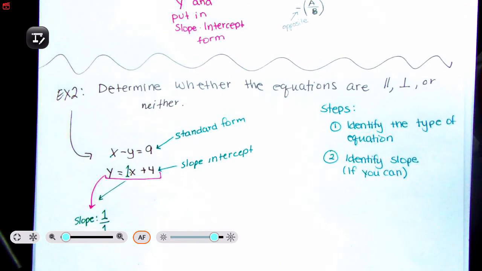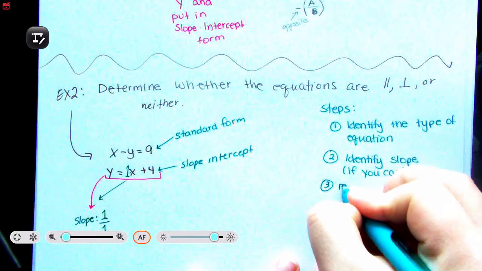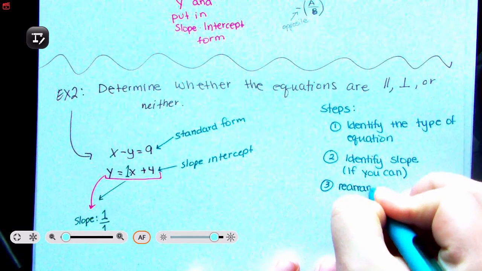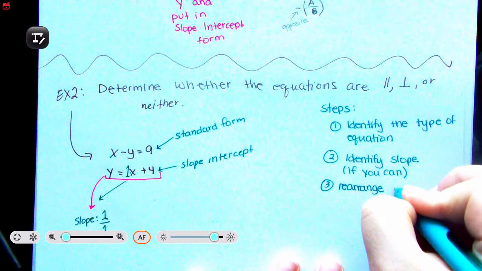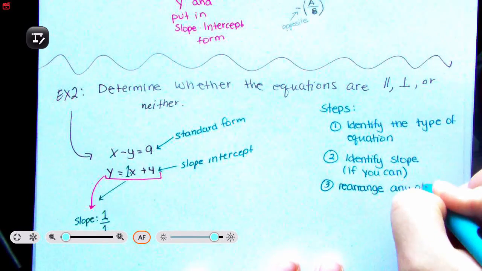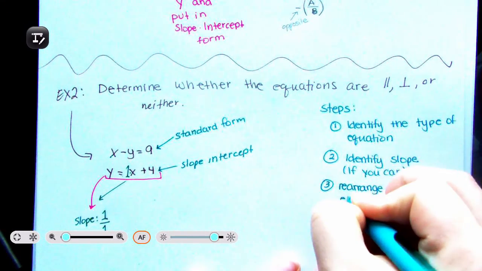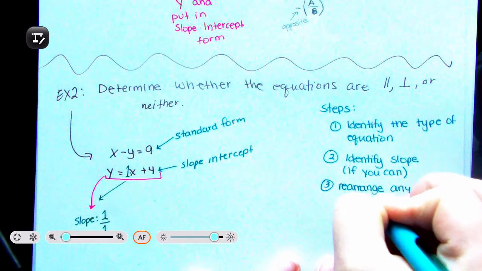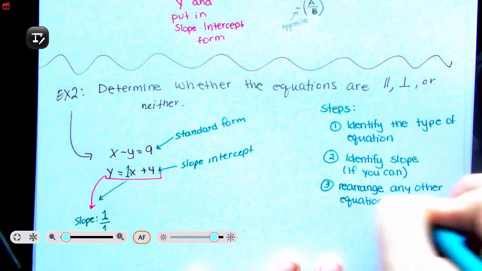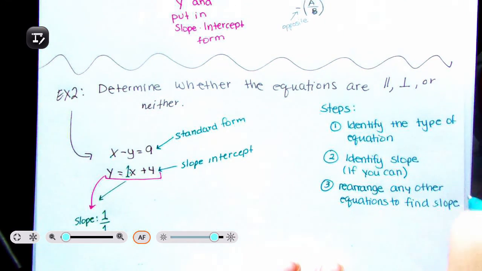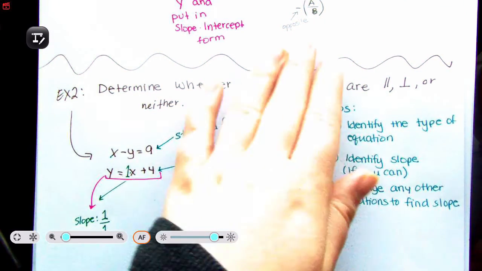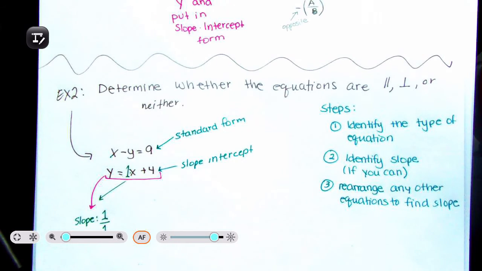Step number 3 is rearrange any other equations to find slope. Again, you can skip the rearrangement if you want to use your formula, but in this case, rearranging would be super easy.